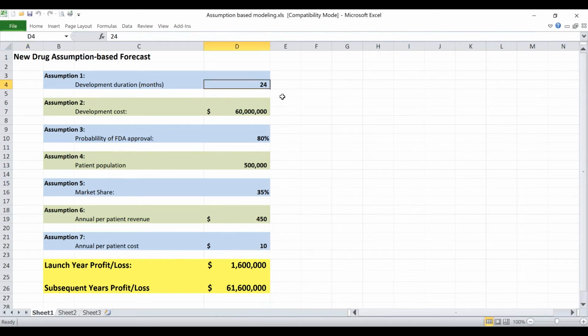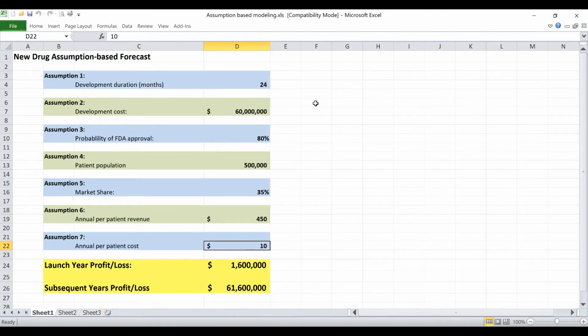Our first assumption is it's going to take 24 months to develop the drug. That leads us to the second assumption, which is it's going to cost us $60 million to develop the new drug. Our third assumption is in order to sell the drug, we'll need approval by the Food and Drug Administration. And we currently think that for this drug, we'd have an 80% chance of getting approval. The patient population that could benefit from this drug is 500,000 people. And we're expecting a 35% market share for our drug.